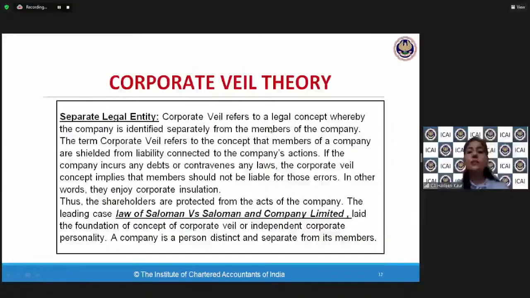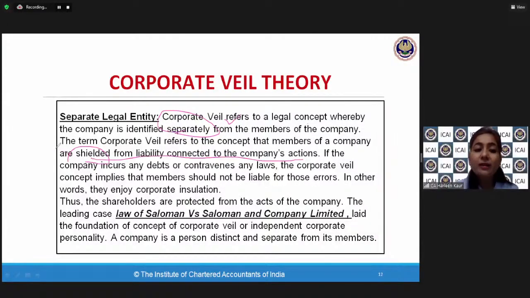So let us simply read the theory. First of all, what does it say? What is the meaning of corporate veil theory? Corporate veil theory refers to a legal concept where the company is separately identified from the members of the company. So yes, ma'am, we have clearly understood. This is how you have to write the answer to that previous question. It refers to the concept that the members are shielded from the liability which is connected to the company's actions.